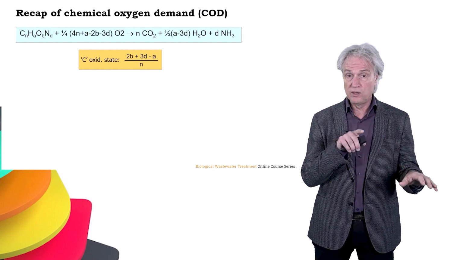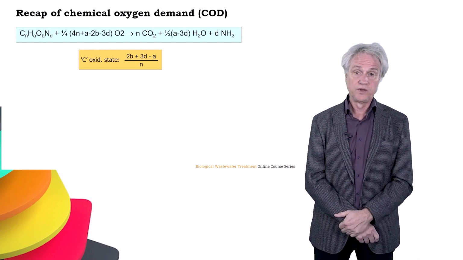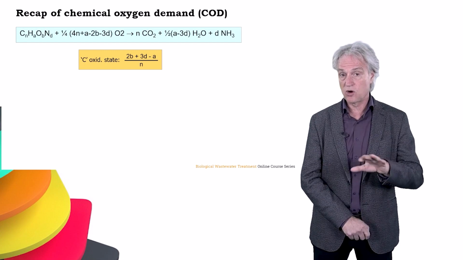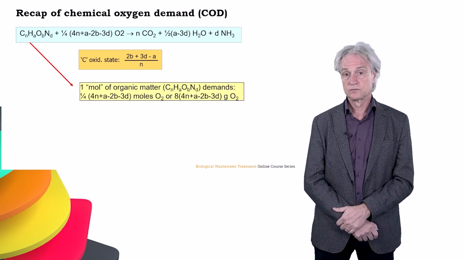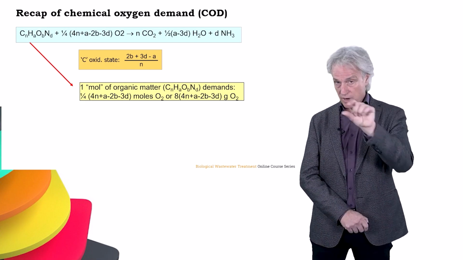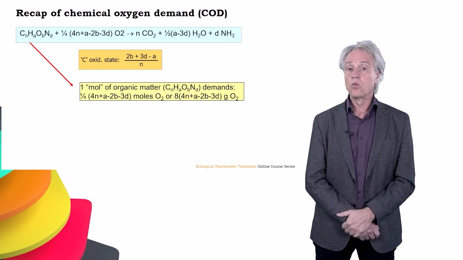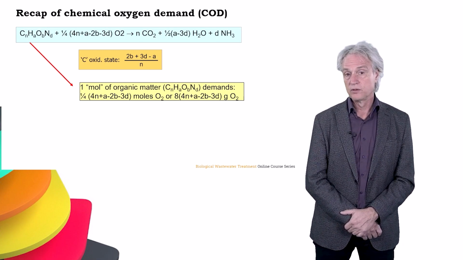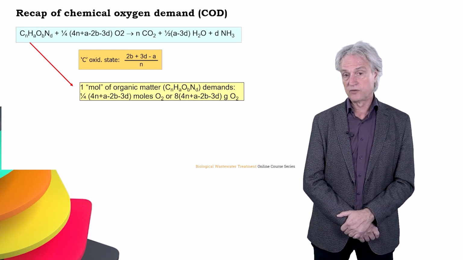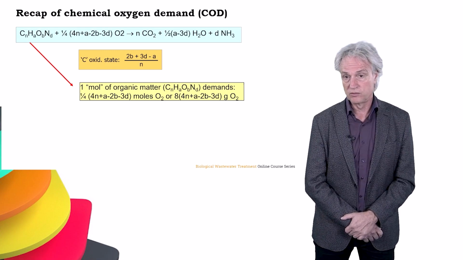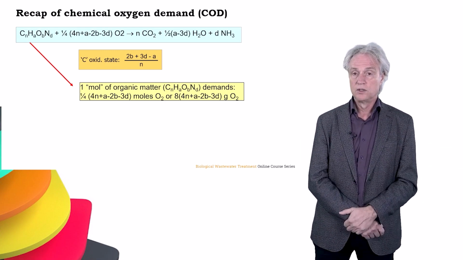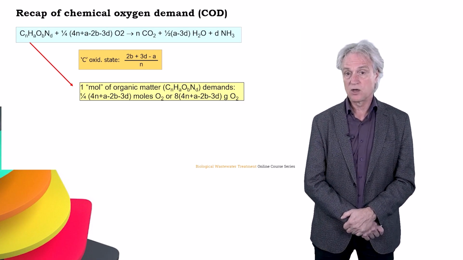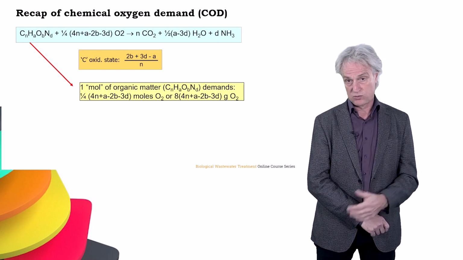Now this balance between oxygen, nitrogen and hydrogen, if we divide it by the total number of carbon, we can express it as the average oxidation state of the carbon. Now based on the above equation, we can say that 1 mole of organic matter that we just defined demands 1/4 times (4n + a - 2b - 3d) moles of oxygen. And why 1/4? Well, oxygen can accept 2 electrons, so 1 mole of oxygen gas, O2, can accept 4 electrons.